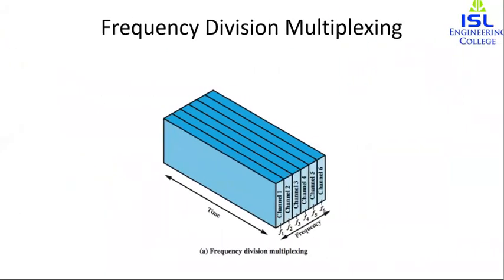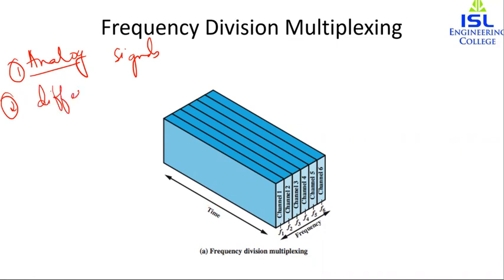Now, what is frequency division multiplexing? It is an analog technique, used for analog signals first and foremost. A number of signals are carried simultaneously on the same medium, on the same transmission link, by allocating to each signal a different frequency band. So how are we sending multiple signals on one transmission link? We are assigning different frequencies.